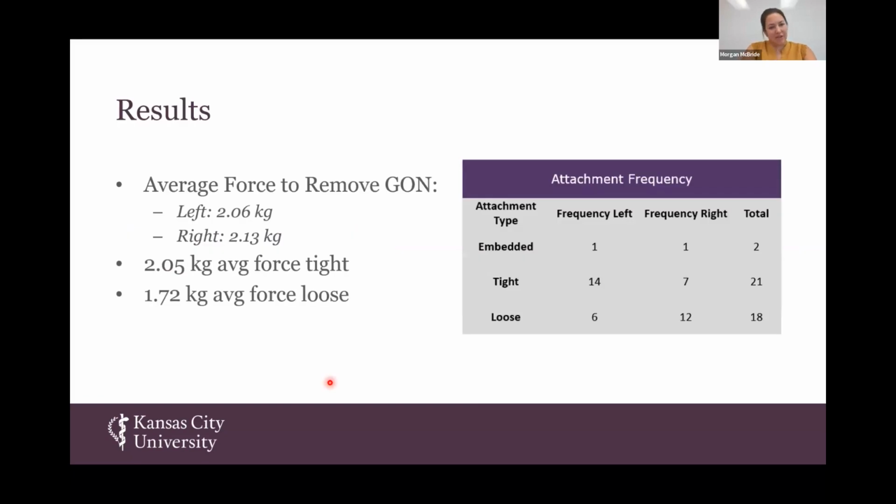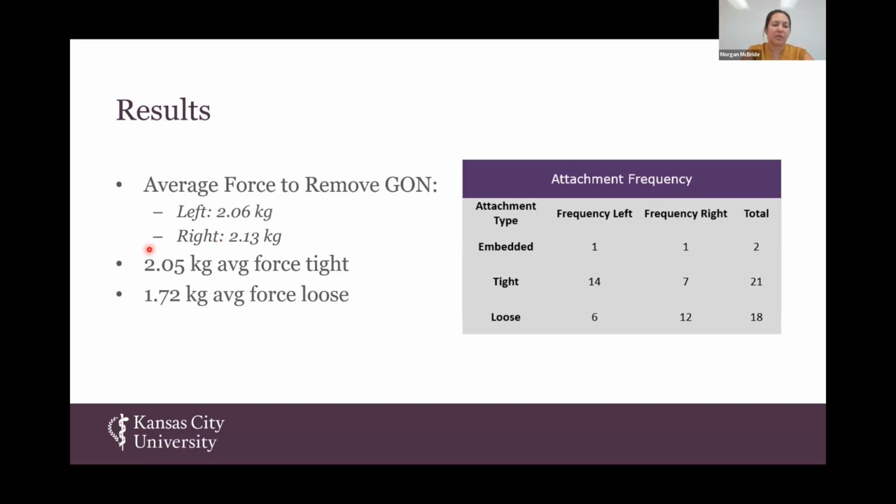And so what did we actually find? Overall, we had 2 embedded nerves within the muscle. We had 21 tight nerves and 18 loose nerves. The average force to remove the nerve from the muscle on the left side was 2.06 kilograms, and the right was 2.13 kilograms. So there wasn't a huge difference there.